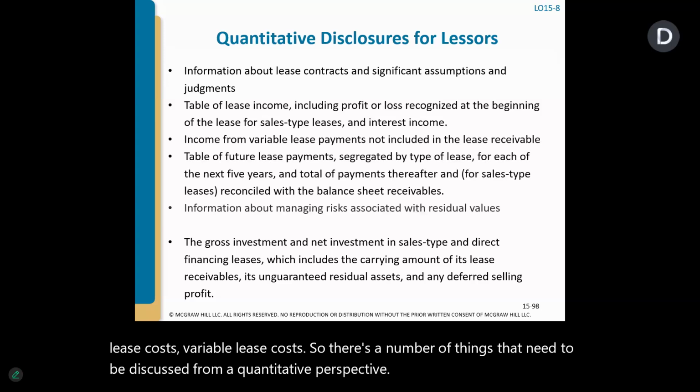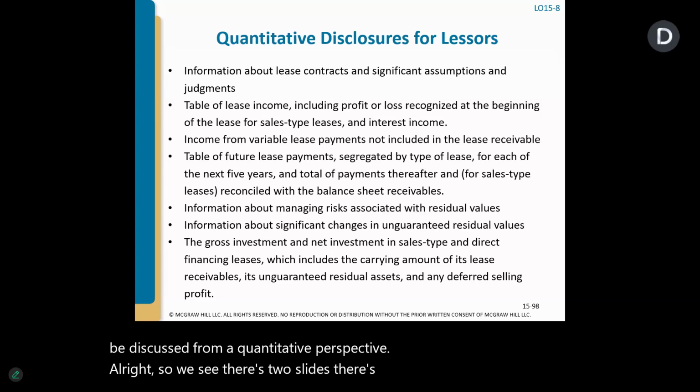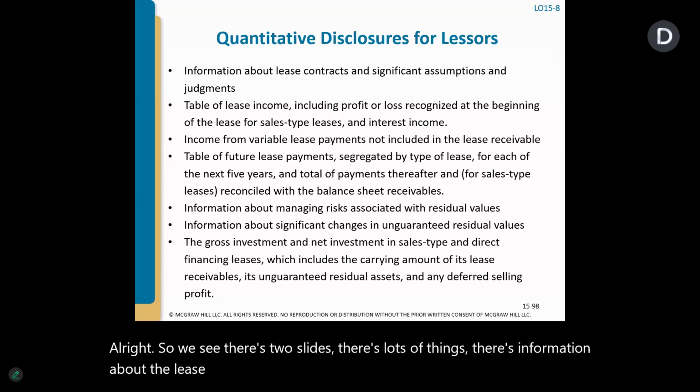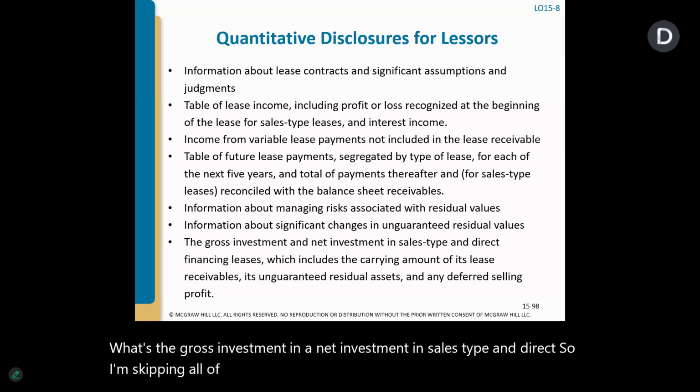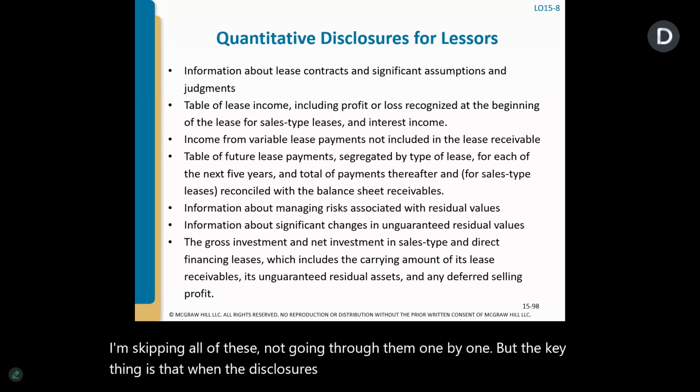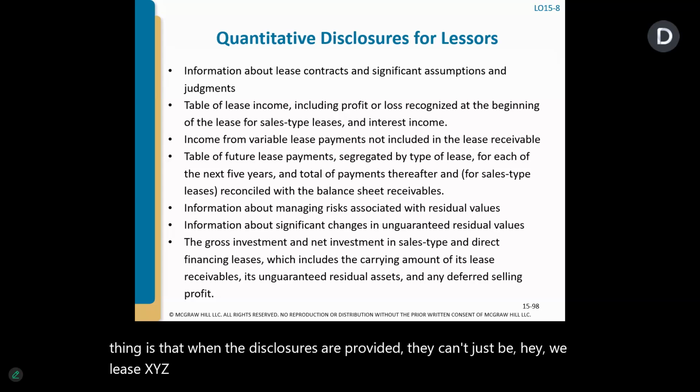All right, so we see there are 2 slides. There are lots of things: information about the lease contracts and any significant assumptions and judgments, the gross investment and net investment in sales-type and direct financing leases. I'm skipping all of these, not going through them one by one, but the key thing is that when the disclosures are provided, they can't just be, hey, we leased XYZ from First Corp, and that's it. No, there needs to be detail provided in those disclosures.